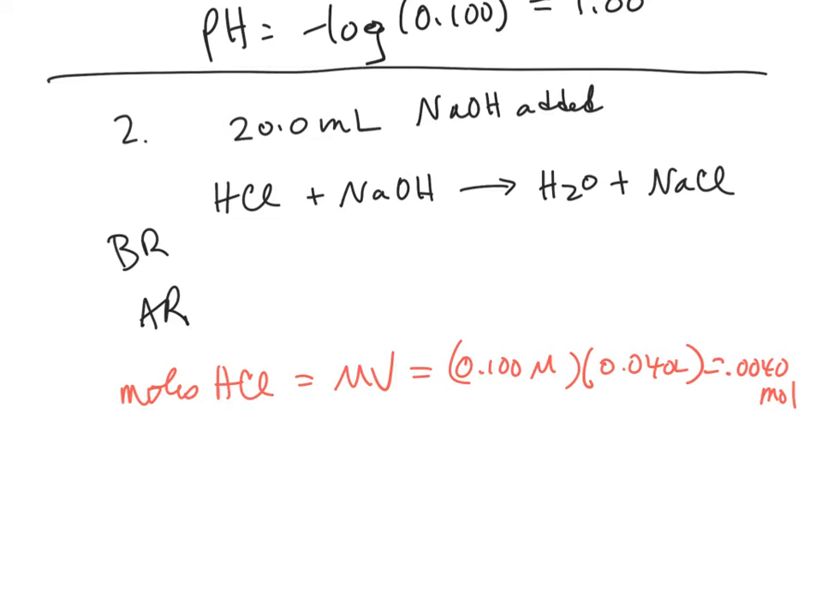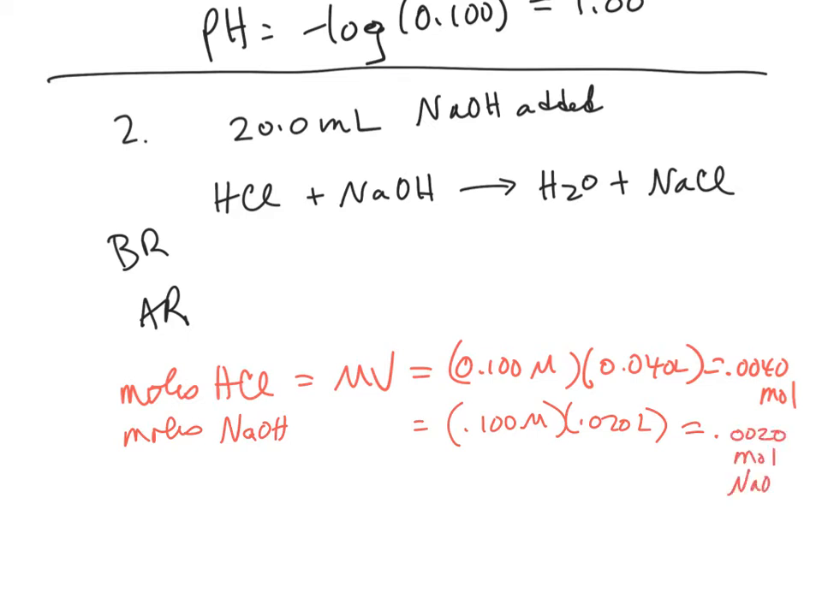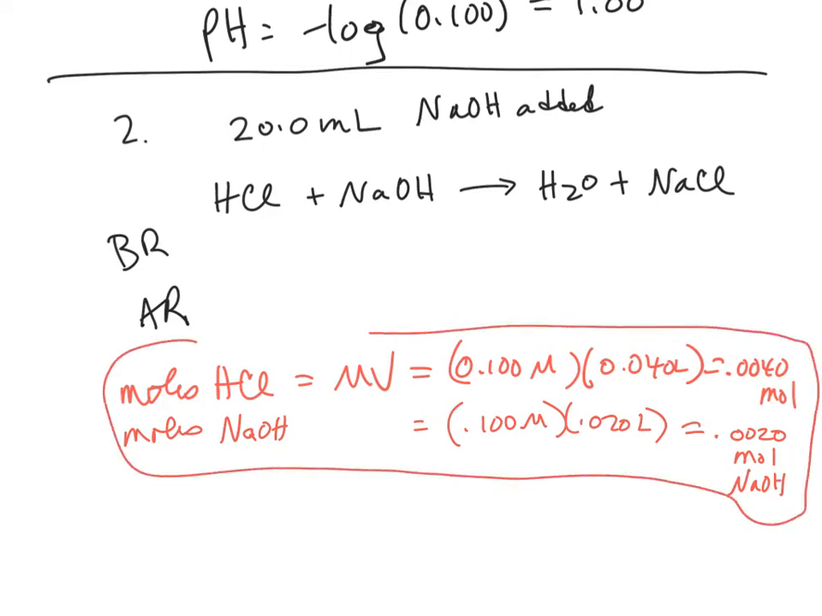Now in this step you have added some sodium hydroxide, and that is 20 milliliters. So that's going to be 0.1 molar times 0.020 liters, which is 0.0020 moles sodium hydroxide. So those are the numbers. I should have done that before I put up the reaction table. But those are the numbers that we're going to put in this table. So the HCl is 0.0040 moles, and the sodium hydroxide is 0.0020 moles.